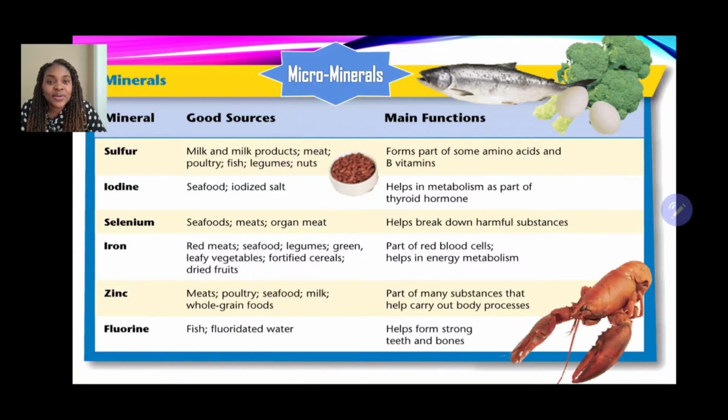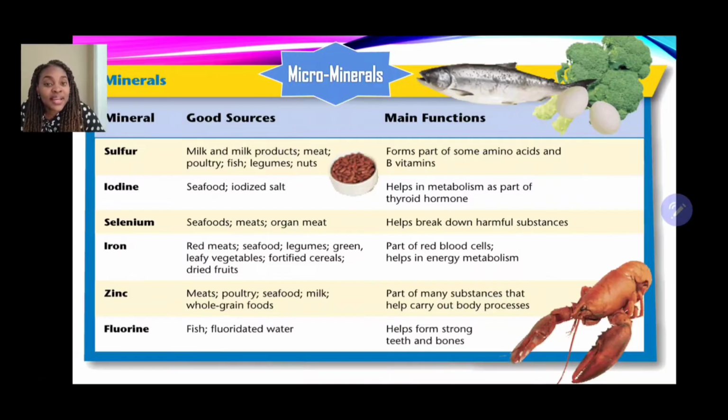Now, let us take a look at sulfur good sources, right? So there is milk and milk products, meat, poultry, fish, legumes, and nuts. Now, the main function of sulfur is that it forms part of some amino acids and some B vitamins.